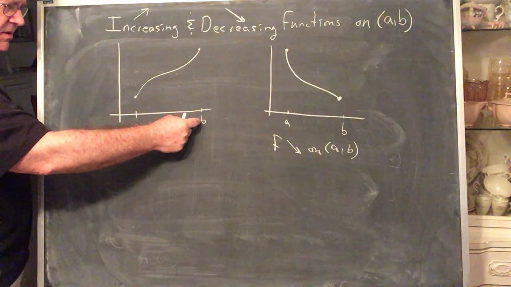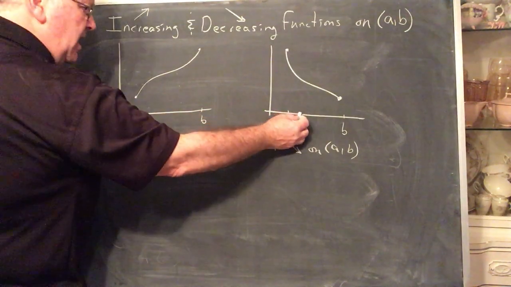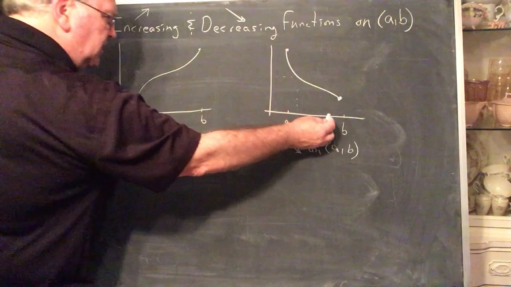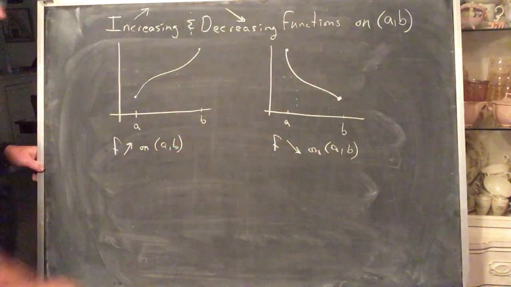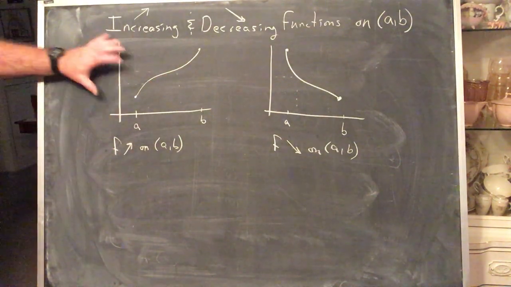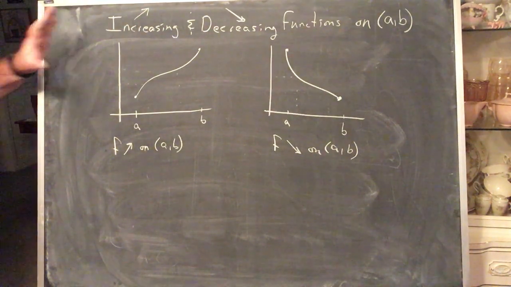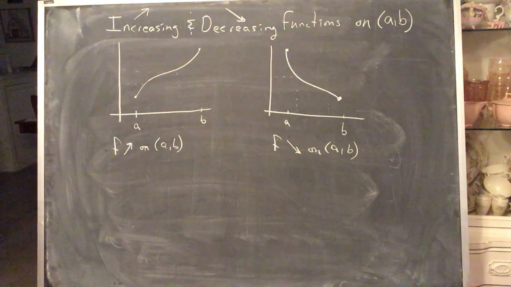Large x values correspond to large y values. Over here in this scenario, a small x value corresponds to a large y value. A large x value corresponds to a small y value. So in this case, it's reverse. Small goes to big, big goes to small. Here, small goes to small, large goes to large. So these match what we think we understand, and this is an increasing function and a decreasing function.